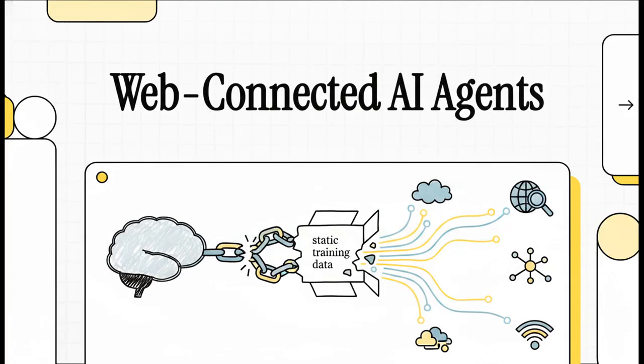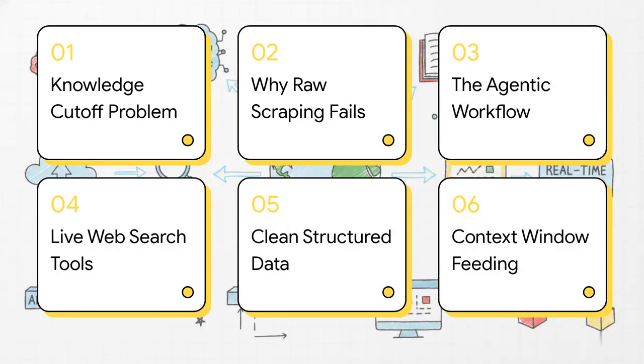All right, let's just jump right into this explainer. Today, we're talking about how to completely free your AI from its static training data by building a truly web-connected agent. Because look, if you're building an AI agent today, you already know the golden rule. Your agent is literally only ever as good as its data.